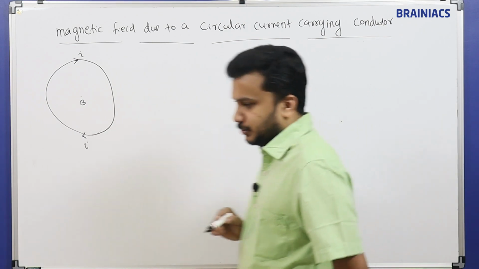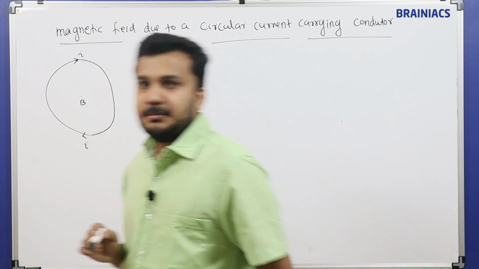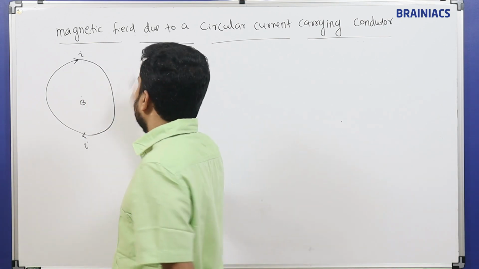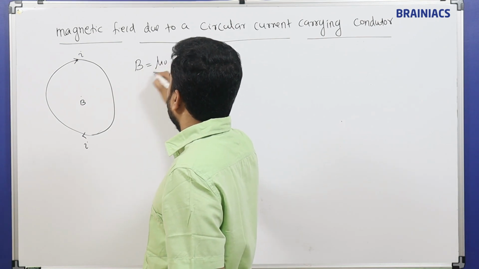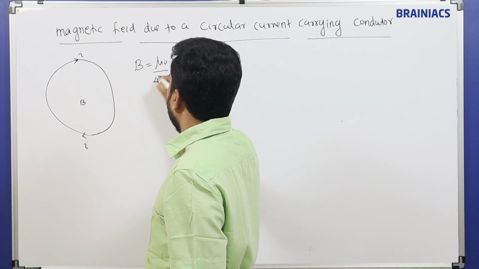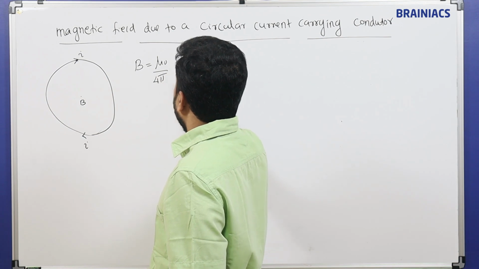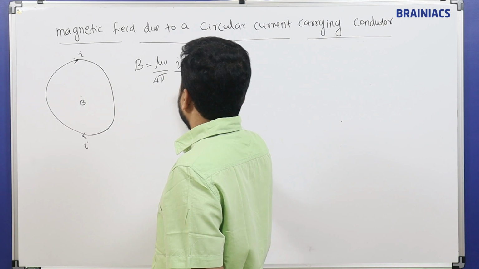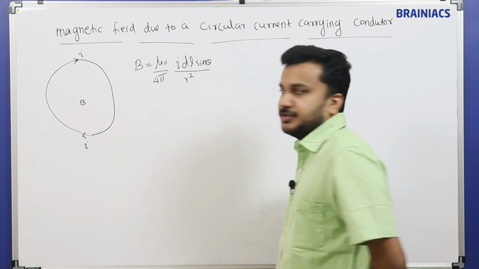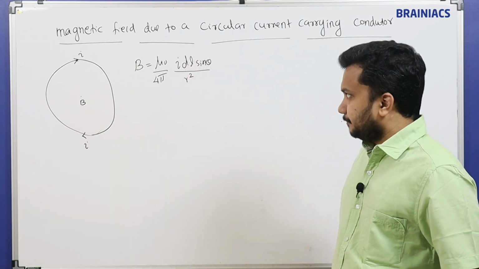So how to do this? Here we can apply Biot-Savart's law. What is Biot-Savart's law? It states that B is equal to mu 0 by 4 pi, in magnitude format, I dl sine theta divided by r square. This is the equation for the magnetic field.